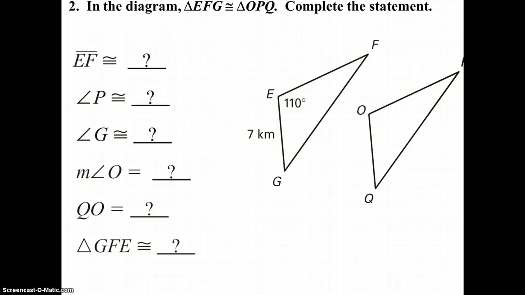All right, so now we have a diagram for you, and it is not complete, but I have given you that triangle EFG is congruent to triangle OPQ, and we can see they would match right up on top of each other. So what we need to do is complete the information that they've given us. So let's see, what do we have here? If angle E is 110 degrees, then that would mean angle O would also be 110 degrees since they match up. And segment EG would be 7 kilometers, and so would segment OQ.